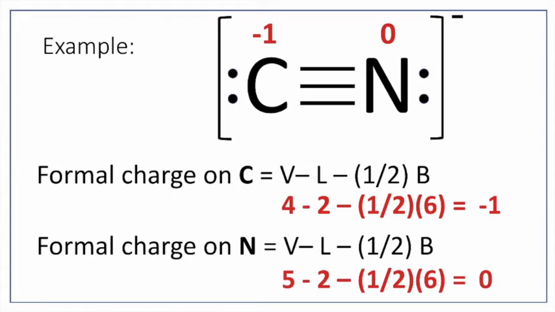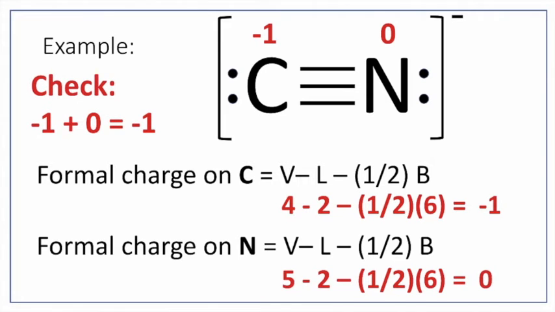The way we're going to check this is we're going to remember that when you have an ion, the formal charges must add up to the charge on that ion, which in this case is going to be a -1.